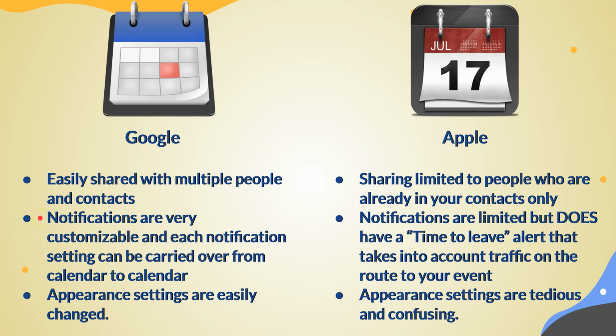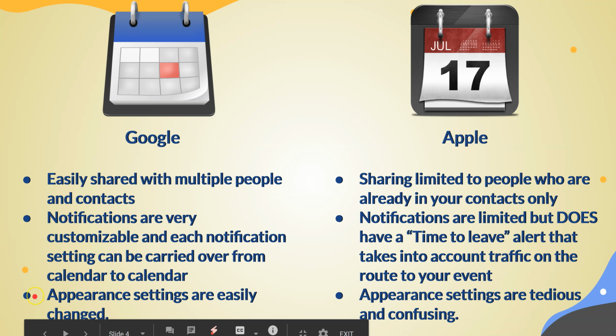With Google, your notifications are very customizable, and each notification setting carries over from calendar to calendar. If you want to have multiple calendars with the same notifications, you can do that. The notifications for Apple, on the other hand, are limited. The cool thing about Apple calendars, it does have a time to leave alert, which takes into account the traffic in between your current location and where your event is. So it will give you a heads up if there is heavy traffic or something like that. Obviously, if you don't live in a high traffic area, that function is kind of wasted on you, and you're not really needing it as much.